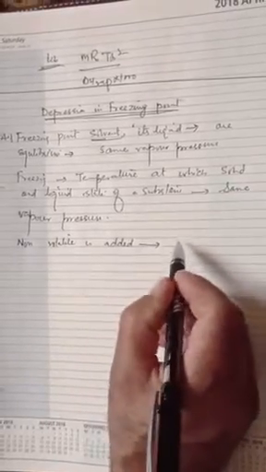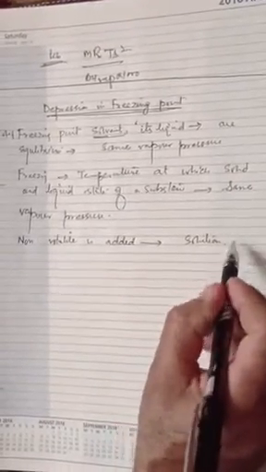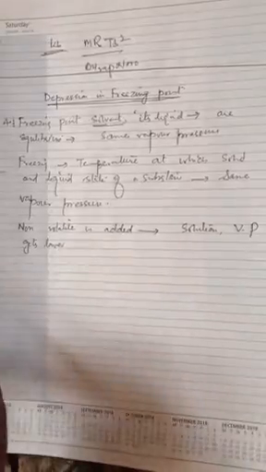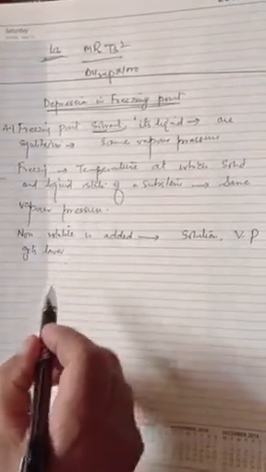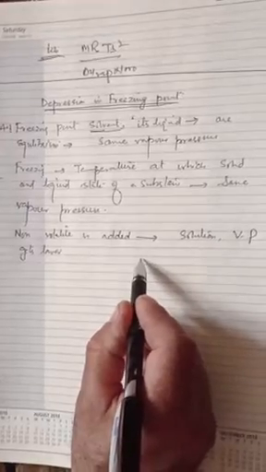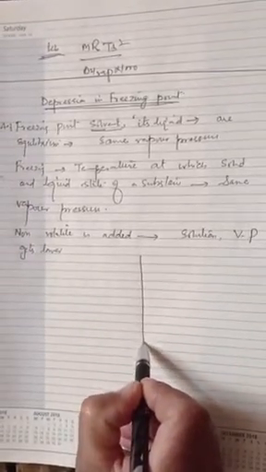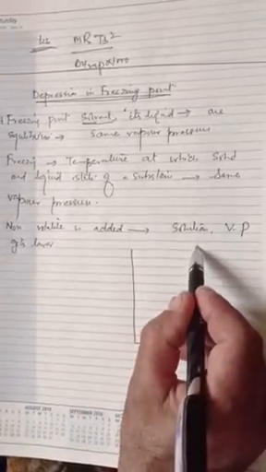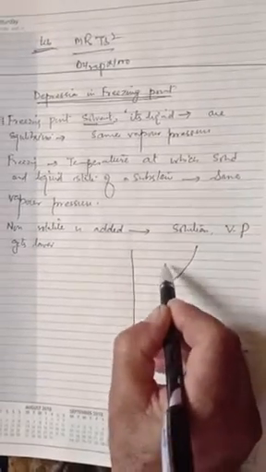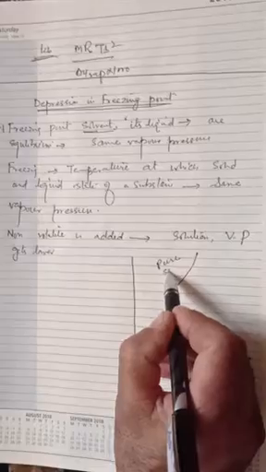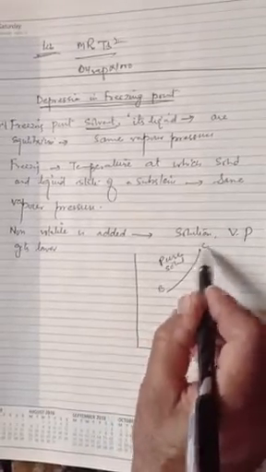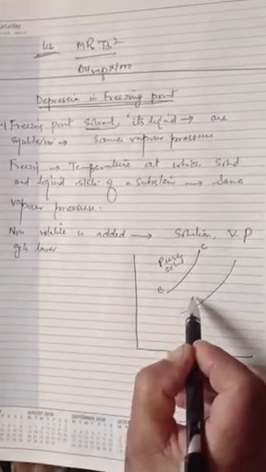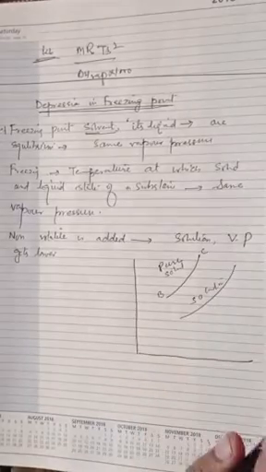Freezing point. At the freezing point of a solvent, the solvent and its liquid state are in equilibrium. At the freezing point, the solvent and its liquid state, their vapor pressures are in equilibrium. That means they have the same vapor pressure.